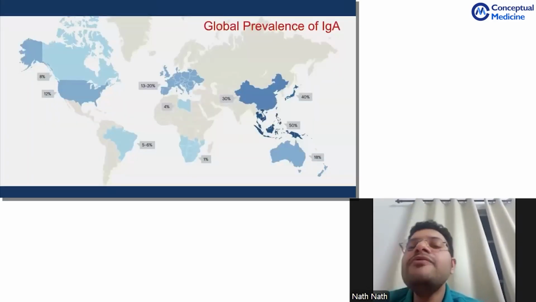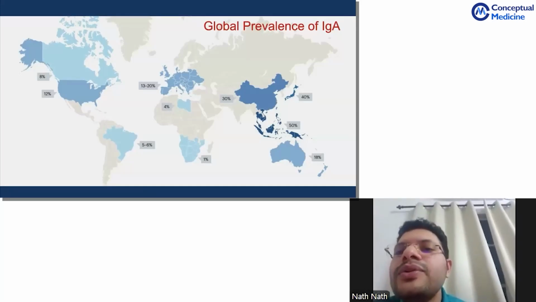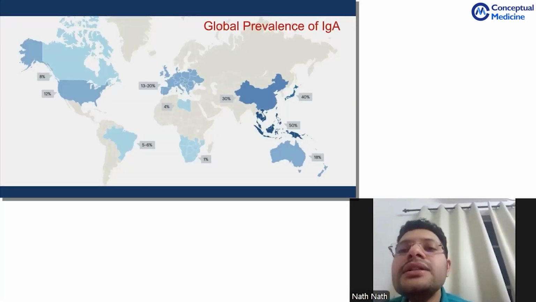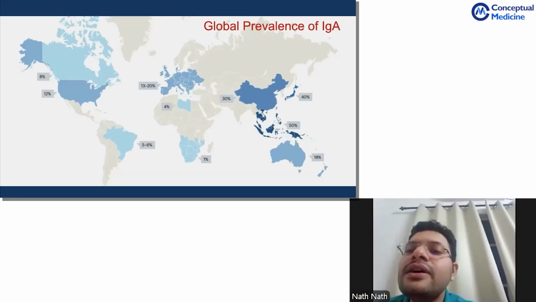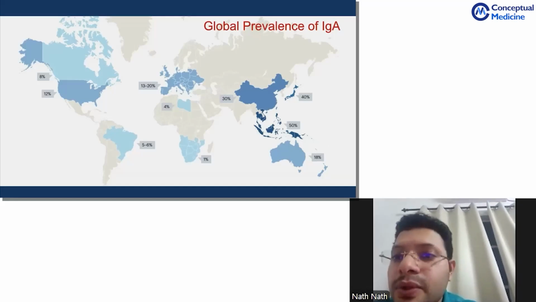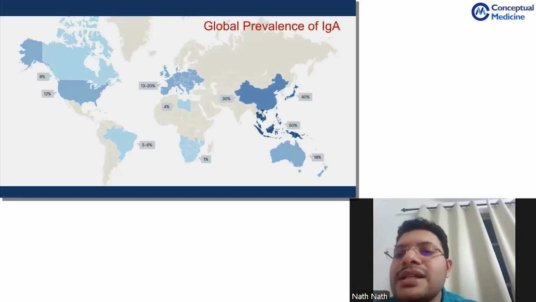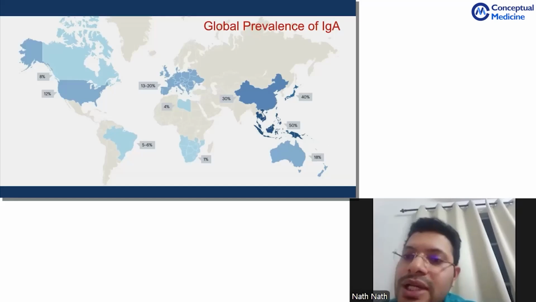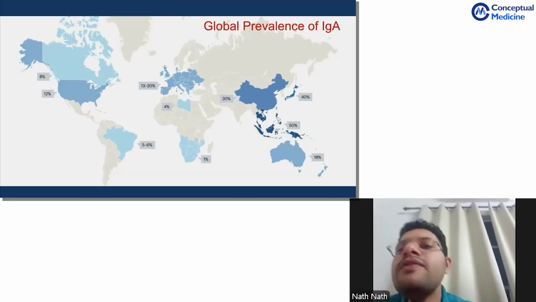So this is a map which shows you the global prevalence of IgA nephropathy. What I want you to note is that the darker the blue, the greater the prevalence. You can see that China is a darker blue, and the southern part of Asia, southern Asia and Southeast Asia, and when you look at Japan, they are the darkest blue. So that's why I told you the Asia Pacific carries the greater burden of IgA nephropathy.